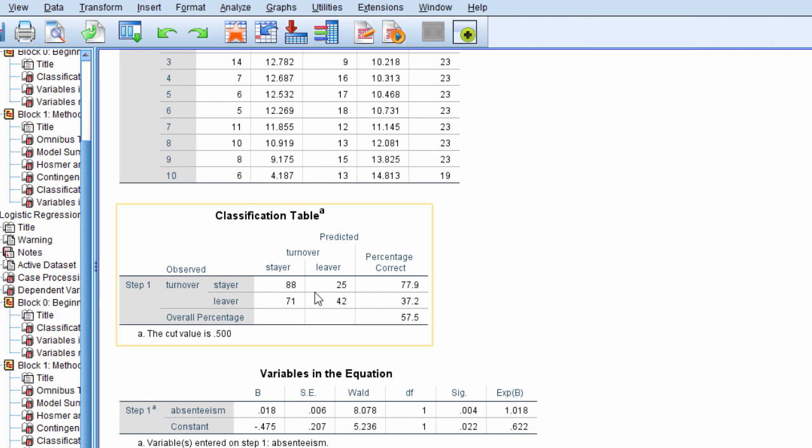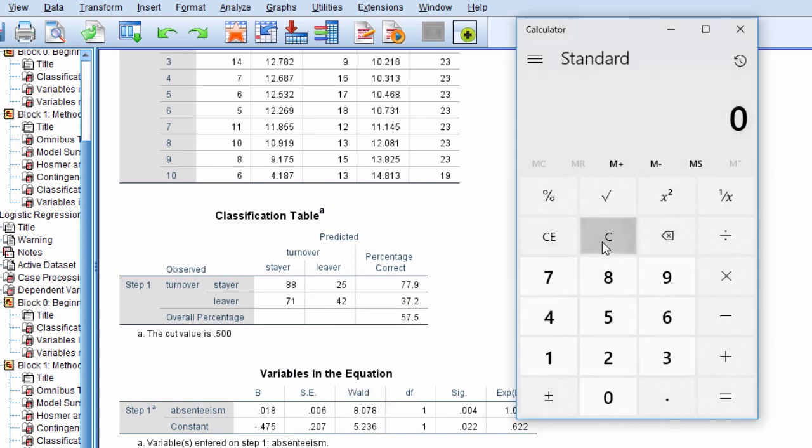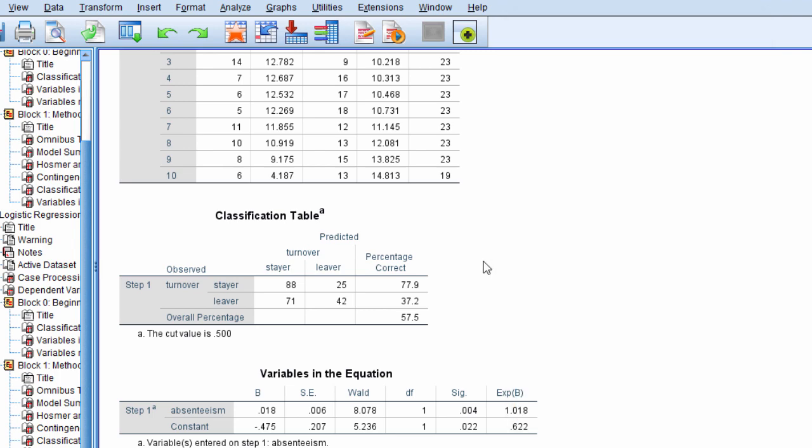Now, when it comes to specificity, which is the correct classification of the cases that are not of interest, in the context of trying to predict leavers, I've got stayers. And in this case, there are 88 cases that were stayers, and they were predicted accurately to be stayers. So again, 88 plus 25 happens to equal 113, and I divide this cell value by 113 to get the specificity. 88 divided by 113 equals 0.779, which is a very good value. So I've actually got sensitivity of 0.37 and specificity of 0.78, and these values are fairly good.